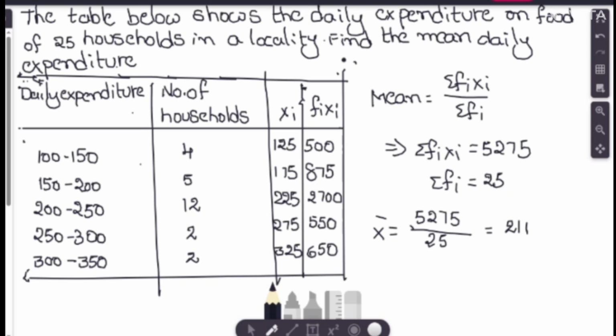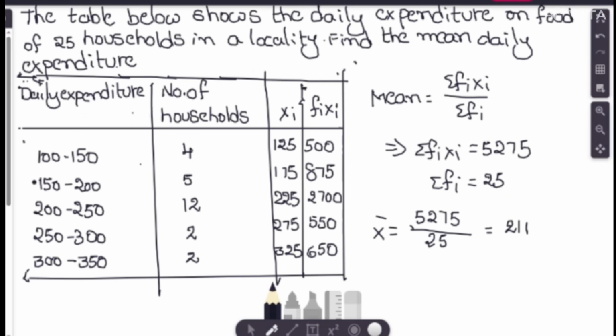In this video, I am going to explain the very important concepts in statistics: how to find the mean of the given data. First one. The table below shows the daily expenditure on food of 25 households in a locality. Find the mean daily expenditure. Whatever the table given, that is about the daily expenditure of 25 households.